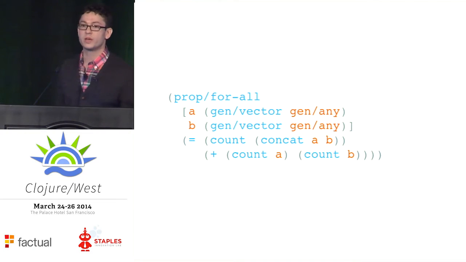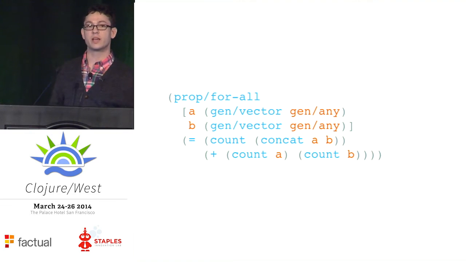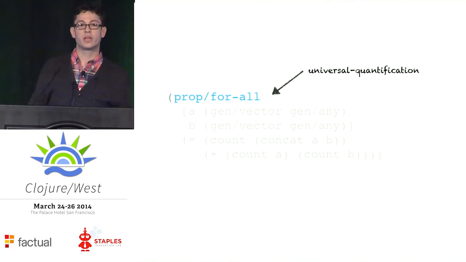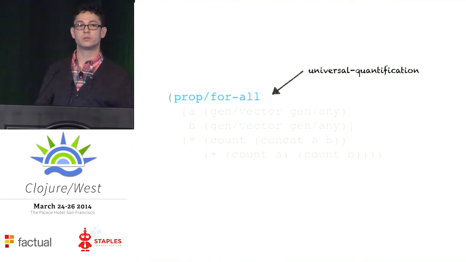So we'll dive into some more detail here. This is a similar property to the one we saw before. In this case, we're going to test that count and concat work together the way that you might expect. So if we concat 2 vectors together, A and B, the count of that resulting vector should be the same as the sum of the counts of the 2 original vectors, right? If we concatenate 2 5-element vectors together, the count of the resulting vector should be 10, 5 plus 5. So we start with this universal quantification, which says for all valid input to this function, this property should be true.